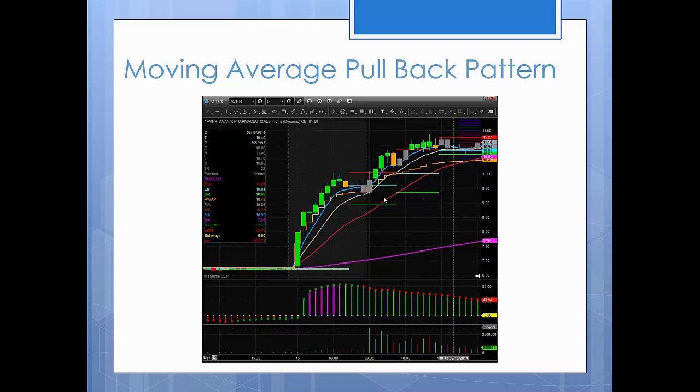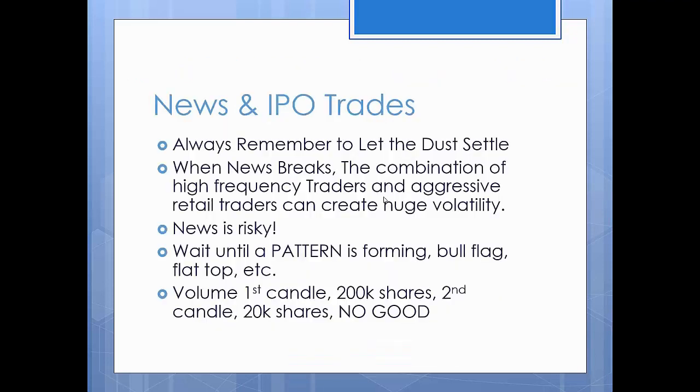Okay. So now with news and IPOs, this is an important area to discuss because these stocks can be extremely volatile and very, very risky. Even when we have bull flags and flat top breakouts, these can still be very choppy, and what we think is going to be a very clean breakout a lot of times is not. So just remember that news is risky. You can easily be down several points trading news.